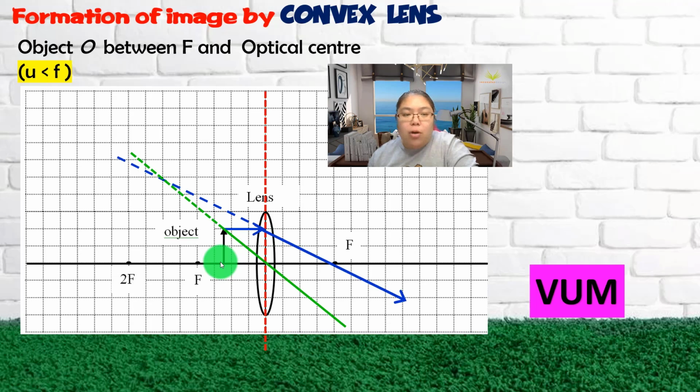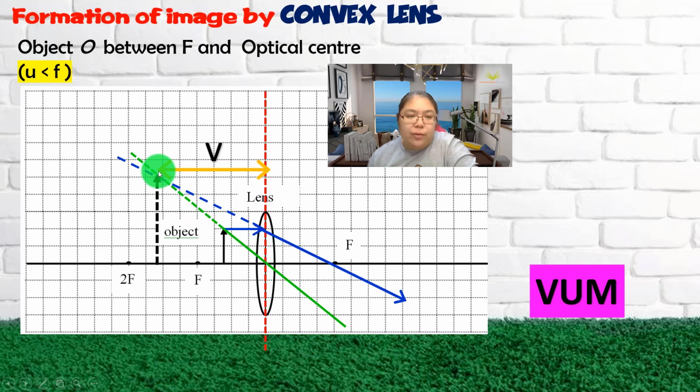Now we draw the image. Remember, part 1 is virtual, so everything must use dotted lines. Now we draw from the horizontal line, then move up. So we find it: this one is my new image. From here, we need to give the characteristics for this situation. Before we give the characteristics, we measure the object distance and the image distance.